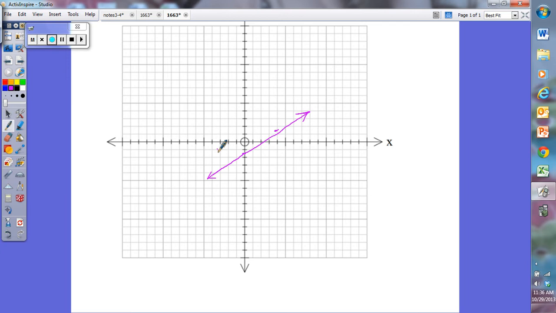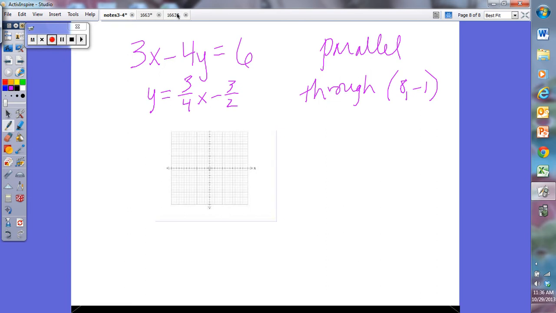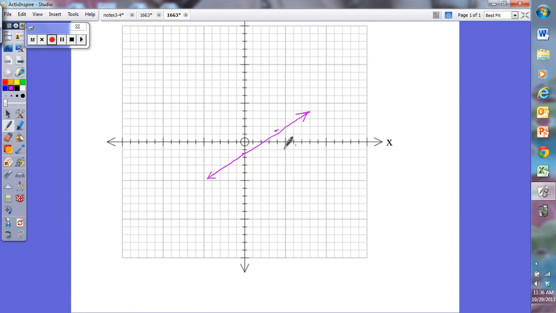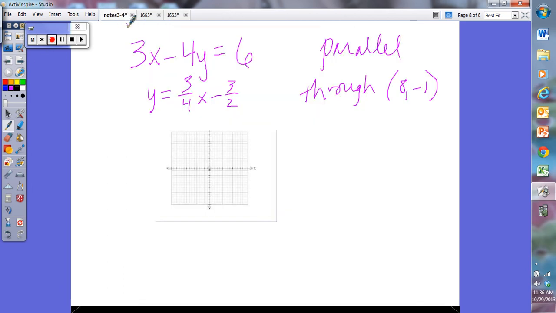I want a line parallel to that, going through the point 8, negative 1. Well, the point 8, negative 1 is 1, 2, 3, 4, 5, 6, 7, 8, way over here. You can see that if I draw a line parallel, it's going to have a completely different y-intercept. That's why when we write the equations of parallel lines, everybody gets so hung up that the y-intercept is a fraction, but we don't even care about that y-intercept. We want the equation of that new line.